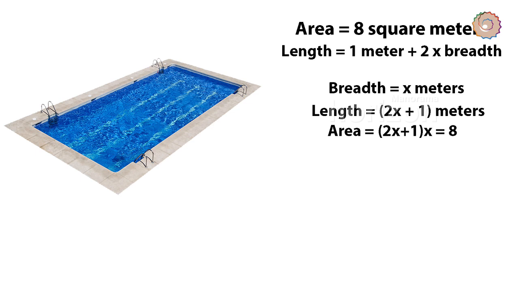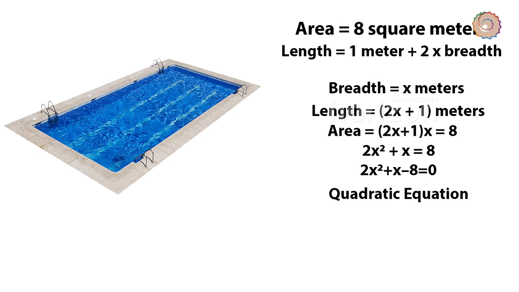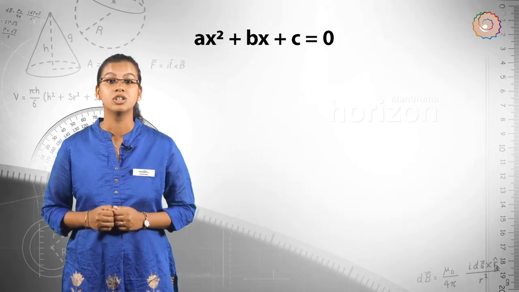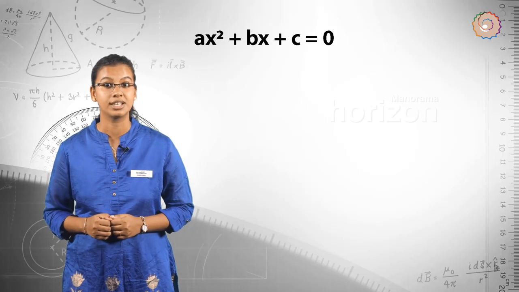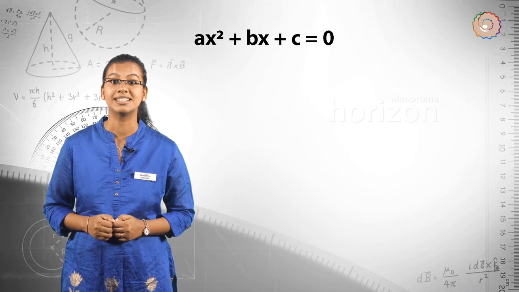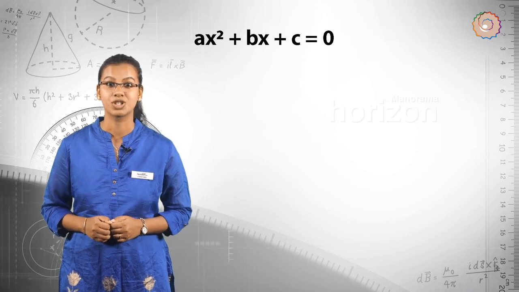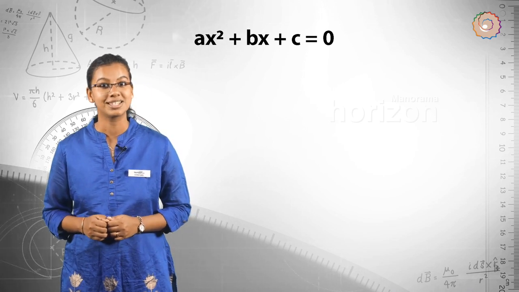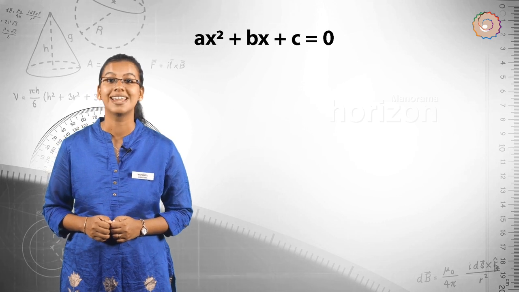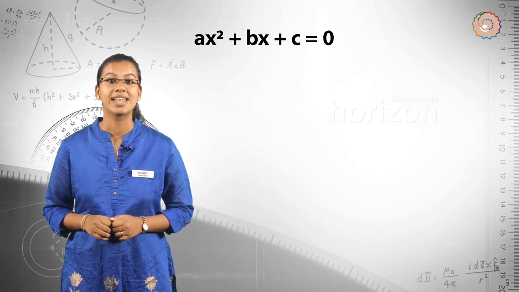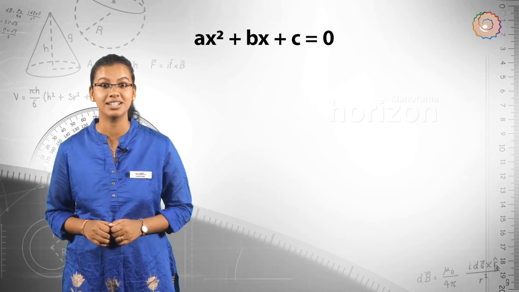Multiplying and rearranging, we get 2x square plus x minus 8 equal to 0, which is the form of ax square plus bx plus c equal to 0. That is a quadratic equation. So, a quadratic equation in the variable x is an equation of the form ax square plus bx plus c equal to 0, where a not equal to 0, a, b and c are real numbers.